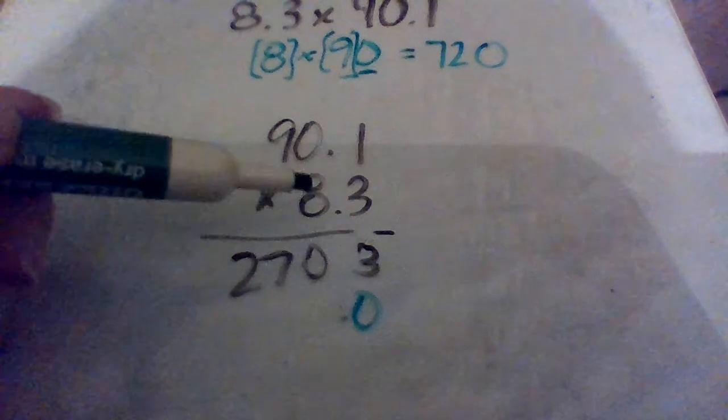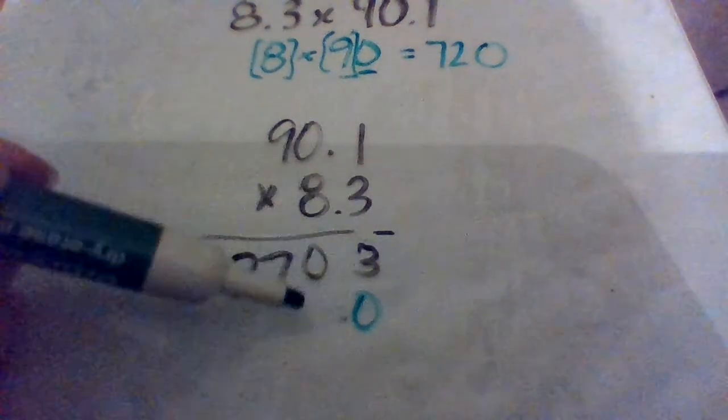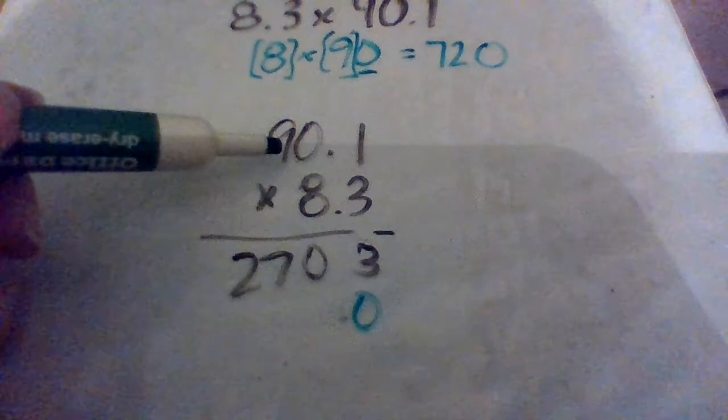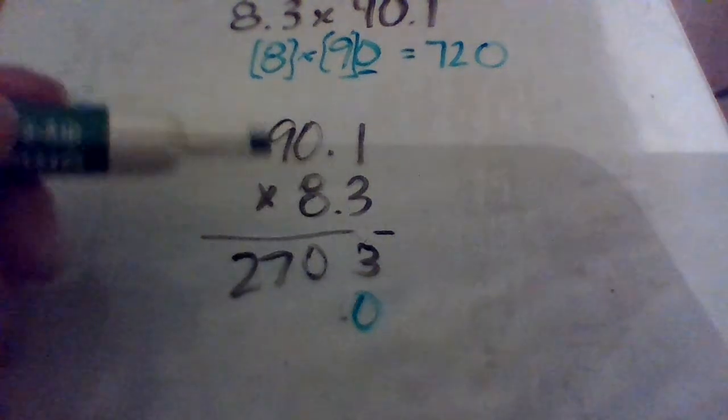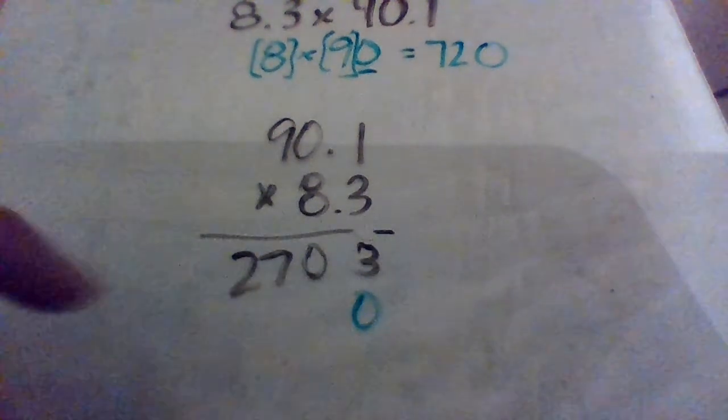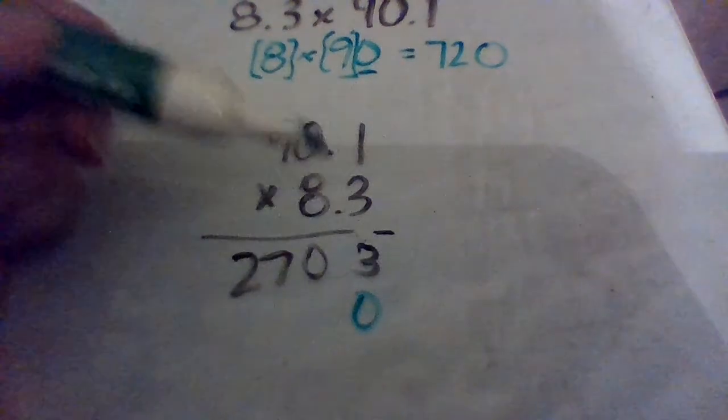I switched and I put the 8.3, so 8 and 3/10, on the bottom because there's only 2 digits here, which means I'm going to have 2 things to add together instead of keeping this on the bottom, because that would be 3 things that I'd be adding. Okay. Either way, it will work. You'll end up with the same answer. I just want a faster way.